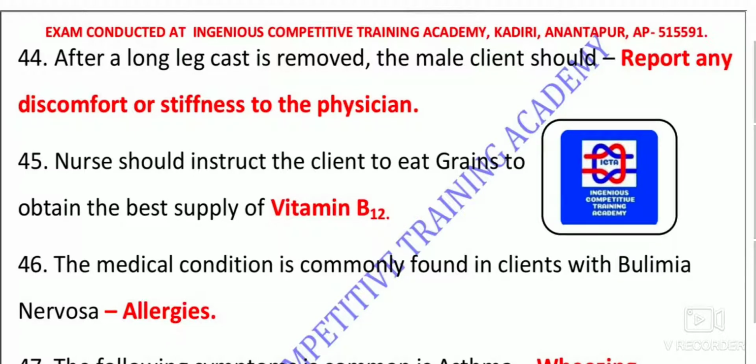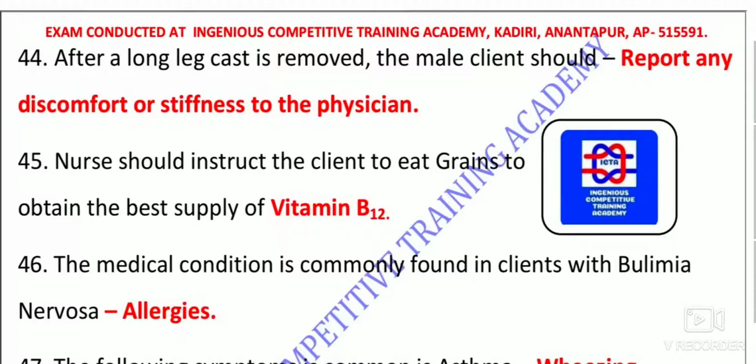Next, the nurse should instruct the client to eat grains to obtain the best supply of vitamin B12. Please remember that among the vitamins, cyanocobalamin is the one.